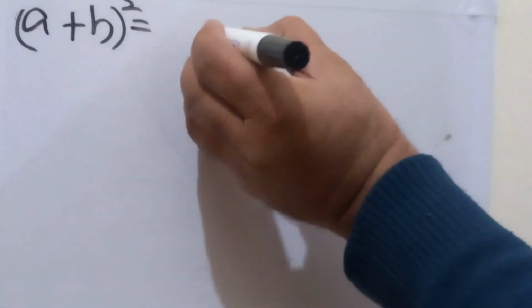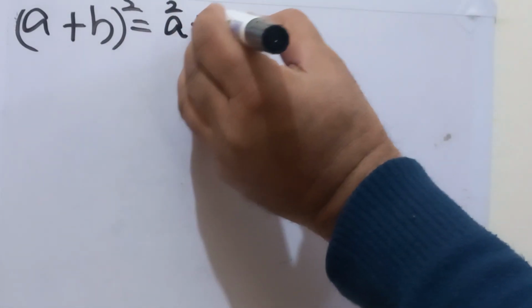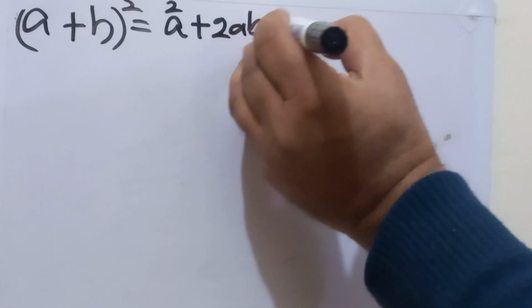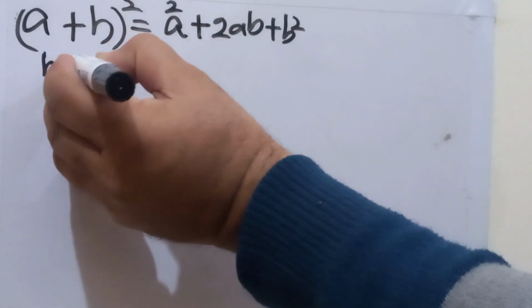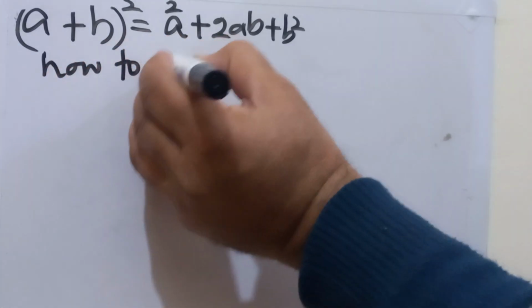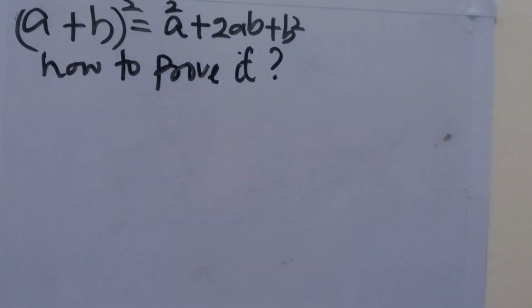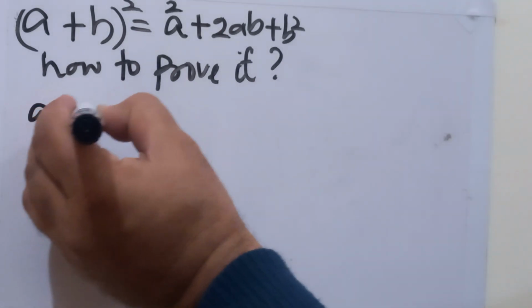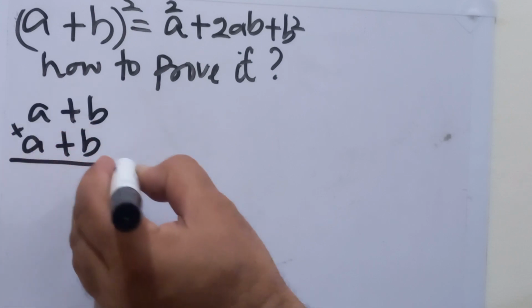The mathematical identity (a plus b) whole square is equal to a square plus 2ab plus b square. Now how to prove it? One is the vertical method, the other one is the horizontal method. Look at this, a plus b multiplied by a plus b.